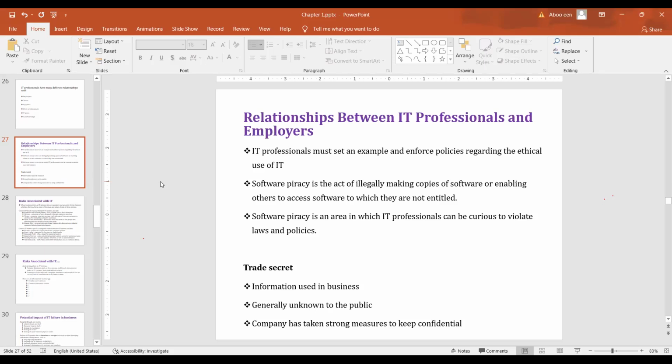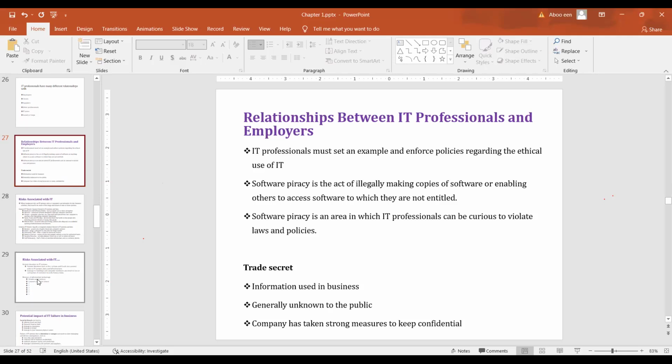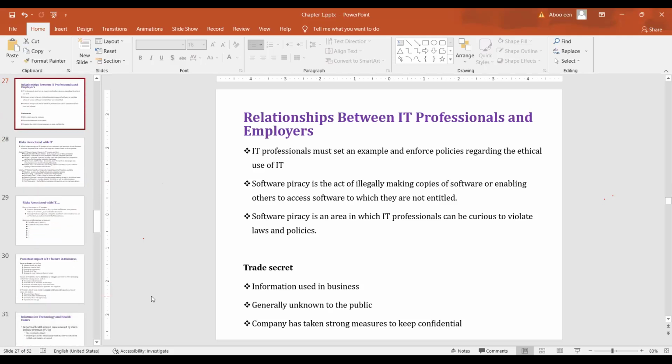Good idea. Yes, sir. Okay, great. With that, I'm going to conclude today's session, and in the next lecture we will discuss different types of IT-related risks or threats, the potential impact of IT failures for a business organization, and the remaining aspects.